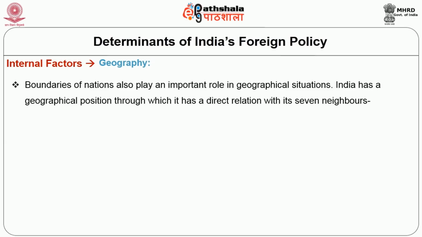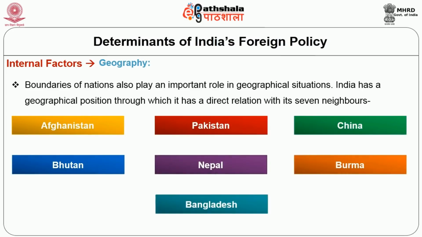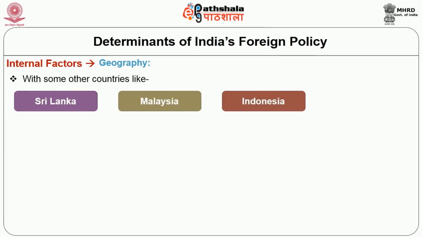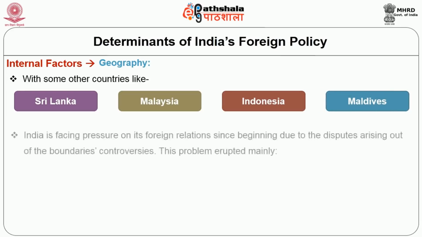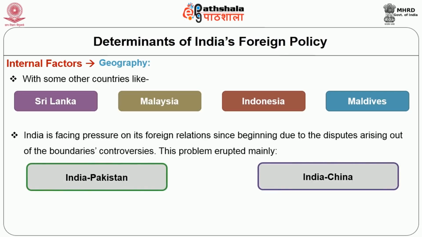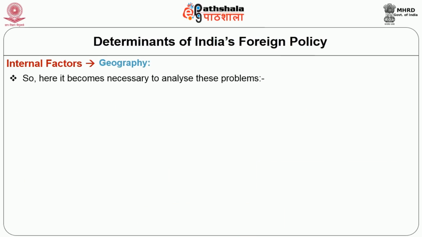India has a geographical position through which it has a direct relation with its seven neighbors: Afghanistan, Pakistan, China, Bhutan, Nepal, Burma, and Bangladesh. With some other countries like Sri Lanka, Malaysia, Indonesia, Maldives, etc., it has a close maritime boundary. India has been facing pressure on its foreign relations since the beginning due to the disputes arising out of boundary controversies. This problem erupted mainly in the India-Pakistan, India-China, and India-Bangladesh context. So here it becomes necessary to analyze these problems.